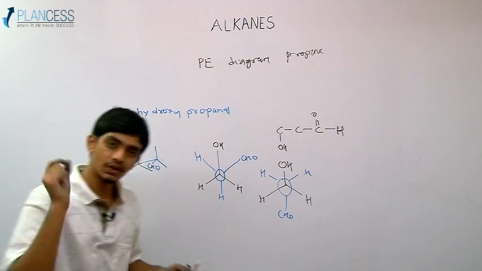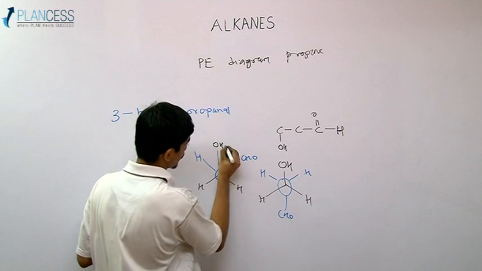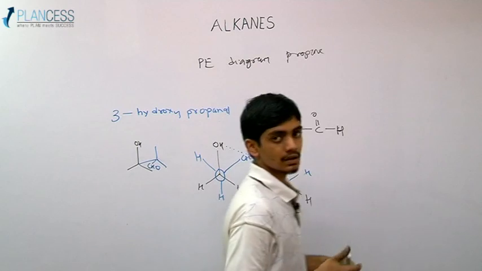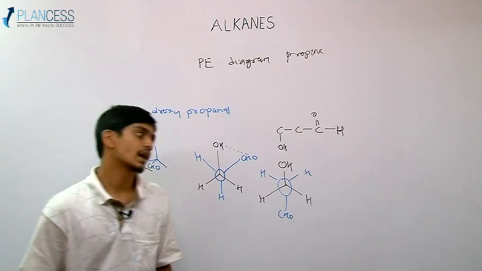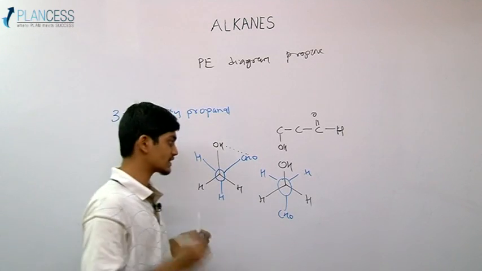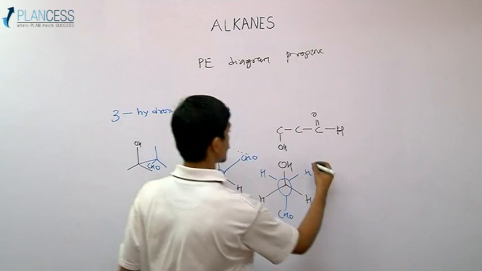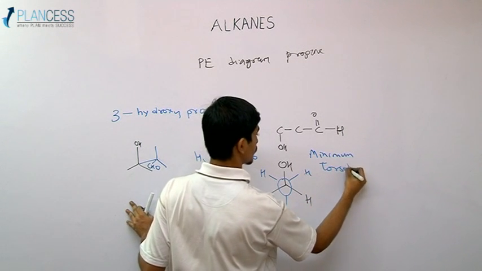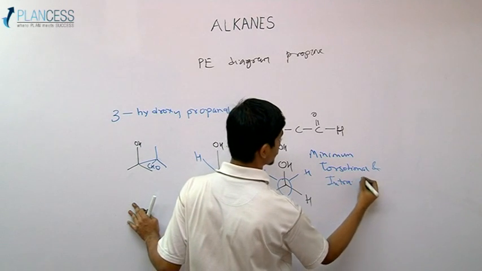But here there is one special property which we are not seeing. The special property is the hydrogen bonding. The intramolecular hydrogen bonding between the CHO oxygen and the alcohol hydrogen. There is a huge amount of hydrogen bonding and hence this structure becomes more stable than this structure. So the reasons are actually that, although minimum van der Waals strain is not present, we have minimum torsional strain and we have intramolecular hydrogen bonding.